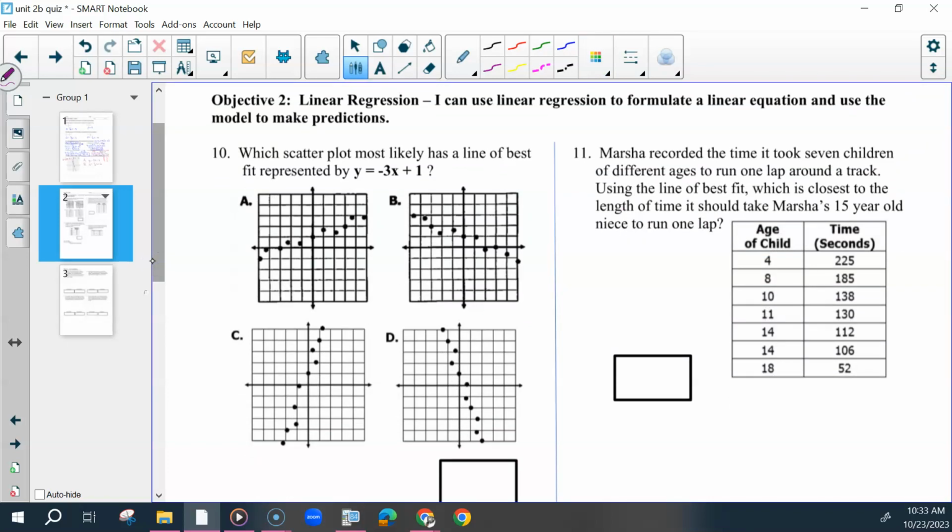Most of us got number 10. Remember that this is one that you could graph. It's negative, so I can eliminate C and A because those are positive. D was the correct answer because it matches the slope. The line, the points surround that line the best, so D should have been that answer. So that one was 1 point. Did you get that right?